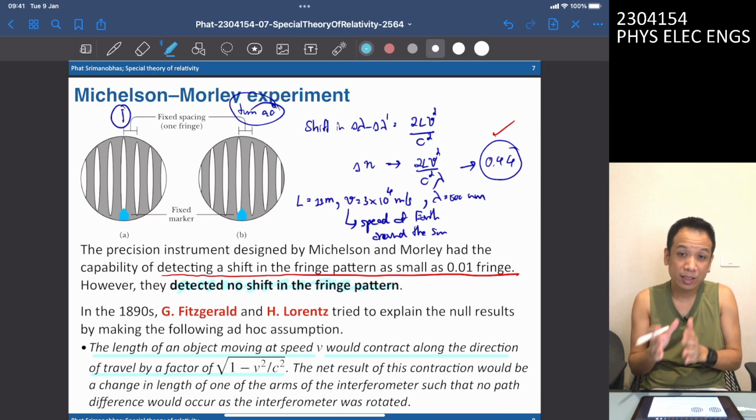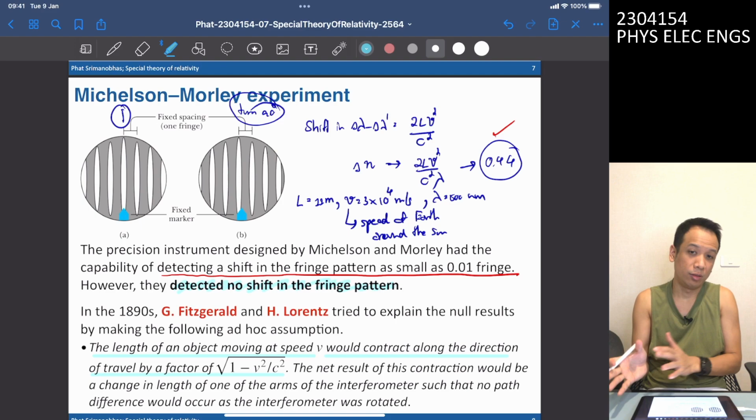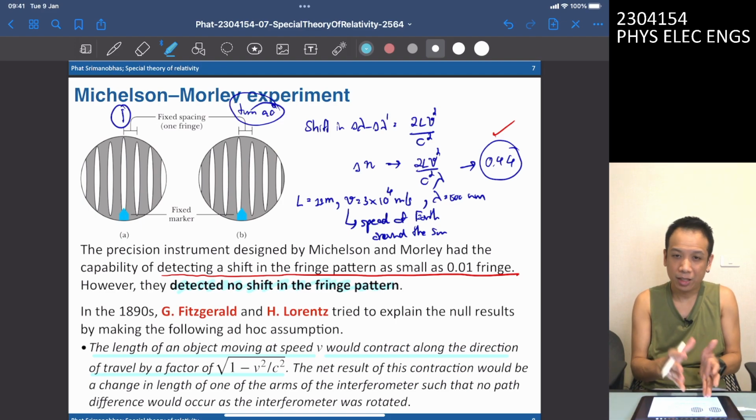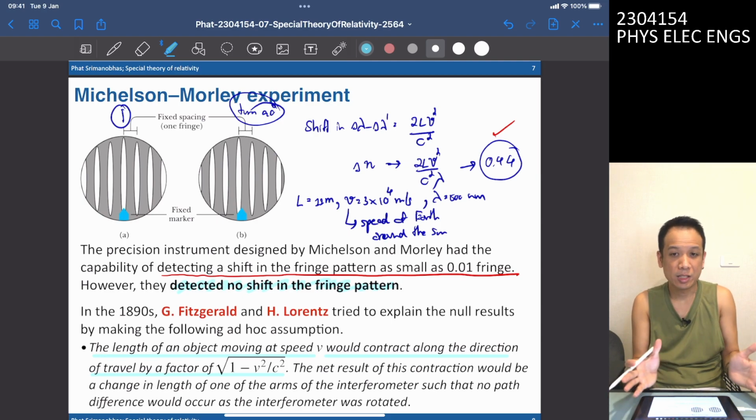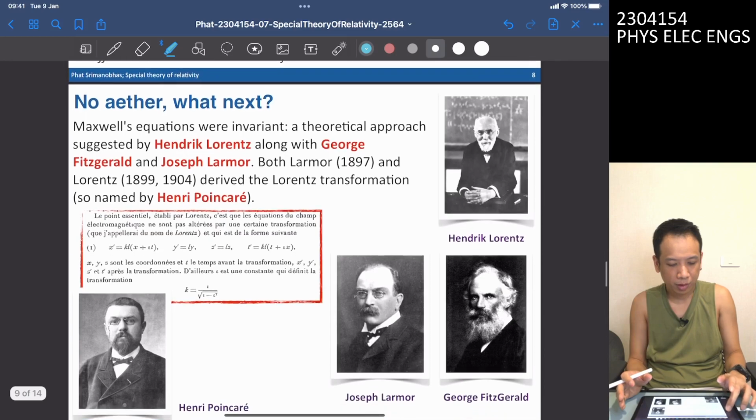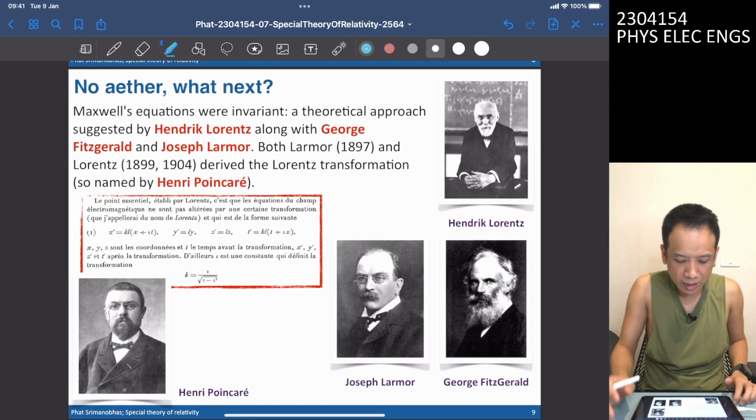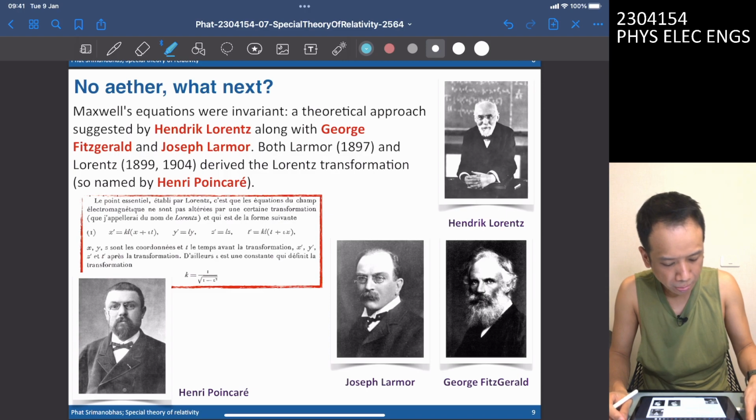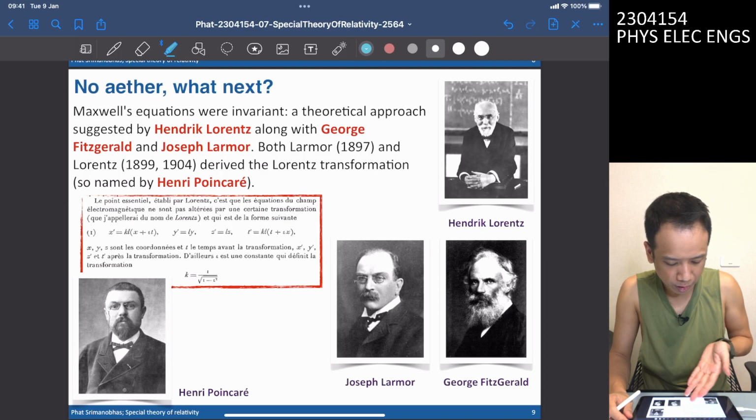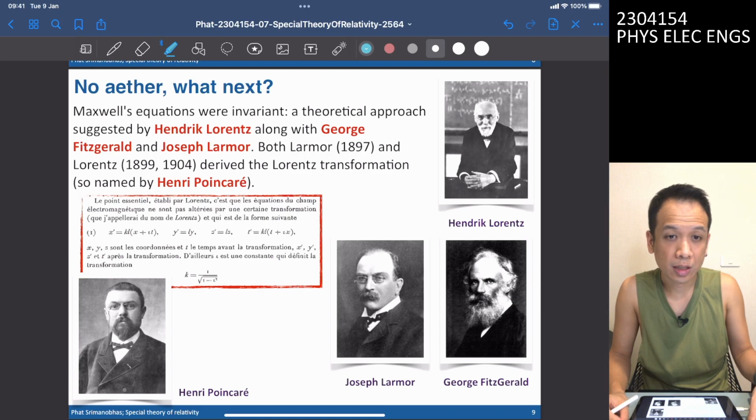Fitzgerald and Lorentz never say that either is wrong. They just say, if you have this arm traveling at the speed v, the length is contracted, and that's what they expect. So with that ad hoc assumption, the Maxwell equations can be used to describe the experiments. We mentioned Lorentz and Fitzgerald, and also Joseph Larmor, who developed the theoretical approach of that.